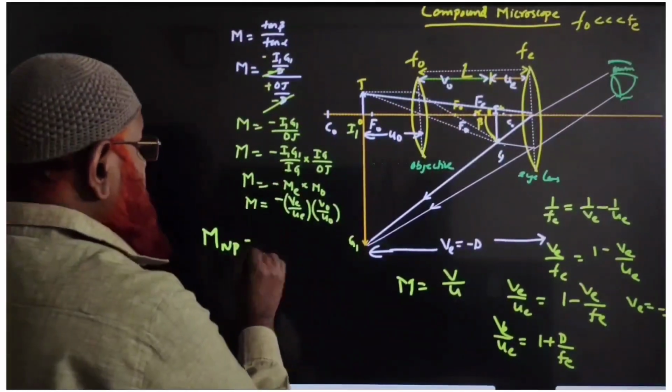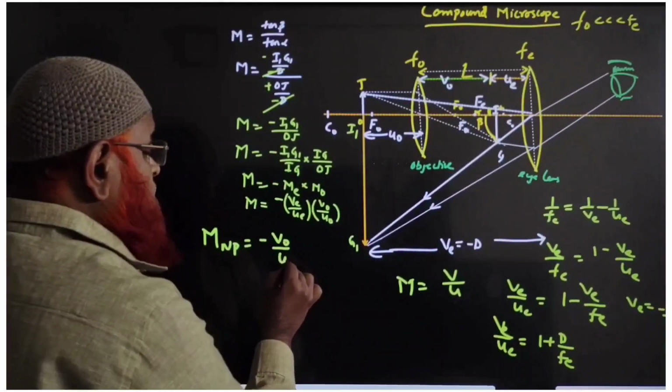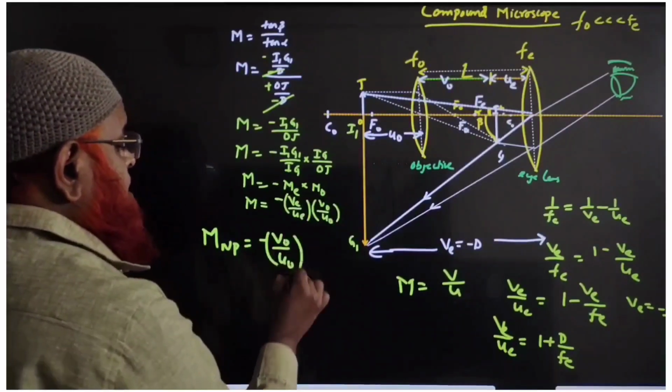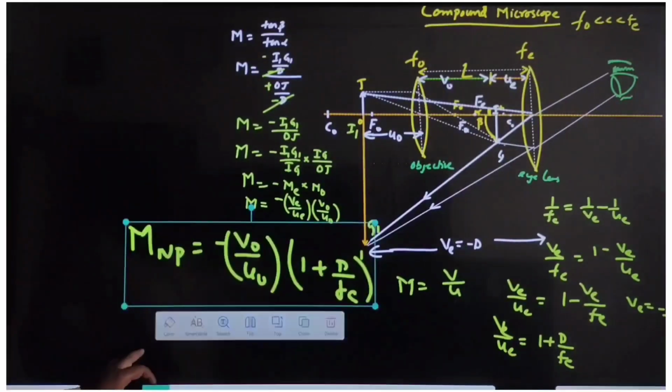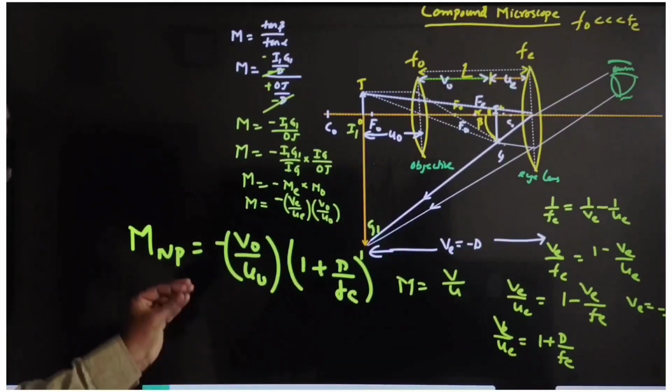So here you can see I will take minus V0 by U0 as it is, but VE by UE I am writing as 1 plus D by FE. This is the formula I am getting for magnification at the near point. Magnification at the near point.